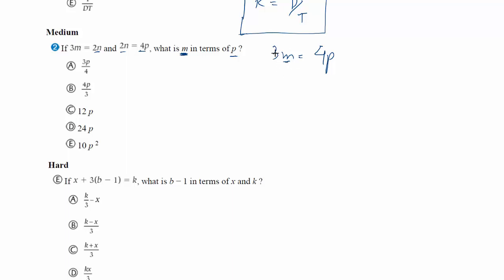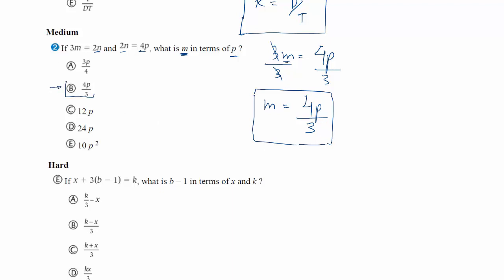For calculating m, there's a 3 in multiplication with m, so we can just divide by 3 on both sides. If we divide by 3 on both sides, the 3s will cancel out. m is equal to 4 times p divided by 3. So in a few seconds you'll be able to calculate the answers. So for question number 2, option B will be the right answer: 4 times p divided by 3.